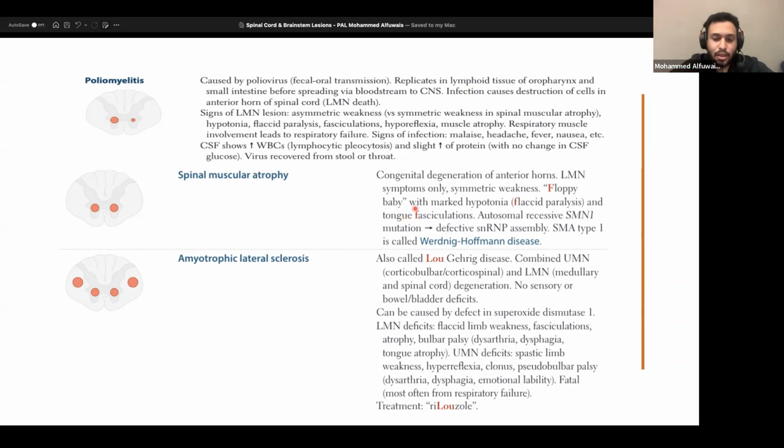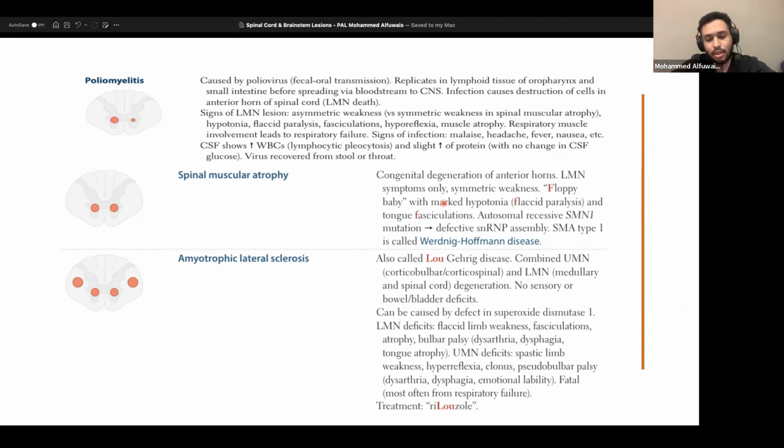Okay, that's it. And you might see it in a baby. So in this case, you get a baby who has flaccid paralysis, a floppy baby. That's basically how it's presenting. With polio, it's a child who's unvaccinated, gets this infection, asymmetrical weakness. With spinal muscular atrophy, a baby, it's a congenital defect. You have both sides equally.